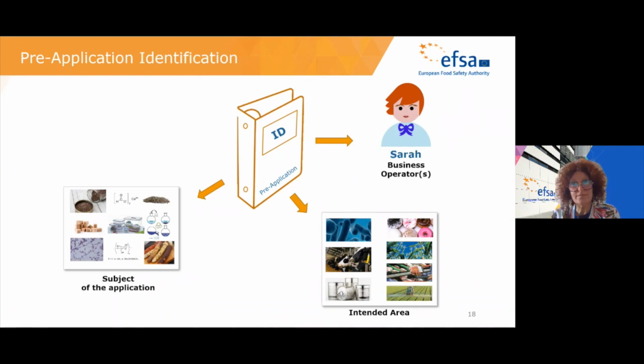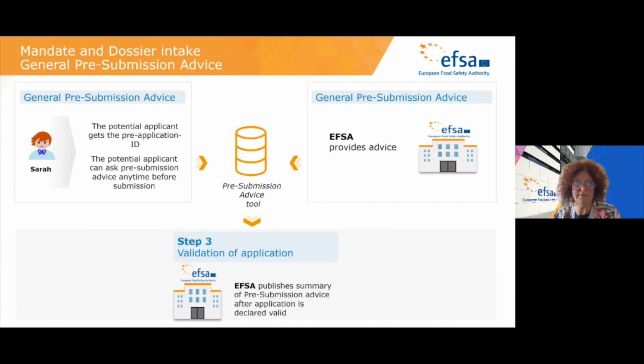So here the first step is to create a pre-application identification, which is the first step to do, and which is based on three components: the subject of the application, the intended area, whether it is for feed, for food, or for additive, and the business operator. These are the three elements that characterize a pre-application ID. With this pre-application ID, you will be able to request a general pre-submission advice.